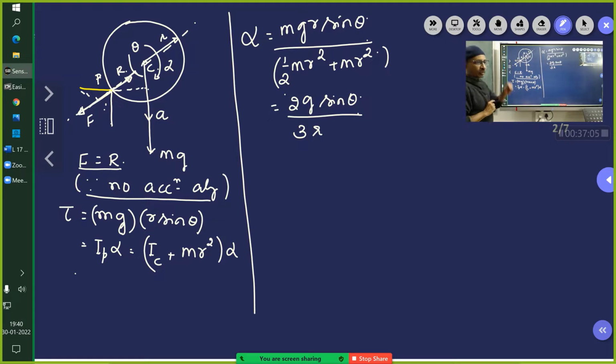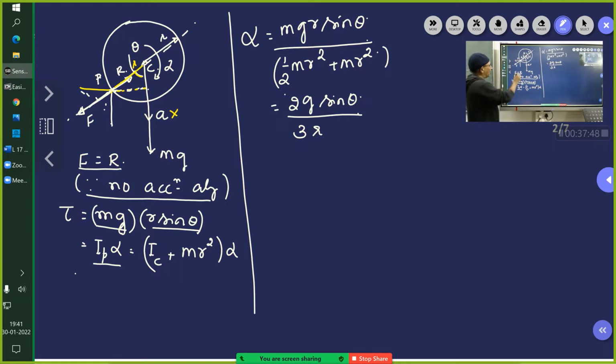Now, in the question they have asked what is the angular acceleration. So therefore, I am not going to think about this. As far as angular acceleration is concerned, this force mg and the perpendicular distance from this point. If this is theta, the torque will be equal to mg into this distance. What is this distance? R sin theta. And this must be equal to the product of the moment of inertia about this point into alpha. So that is IP into alpha.